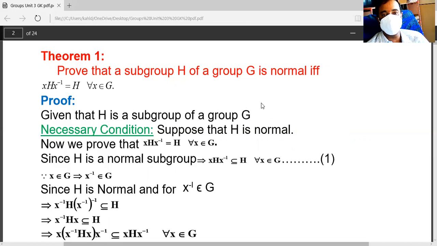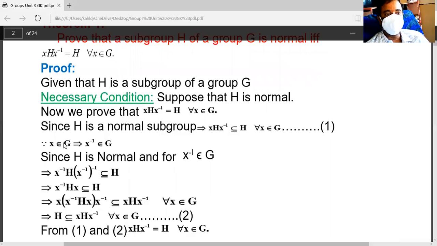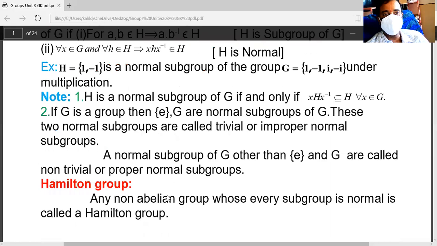For the necessary condition, we take the LHS part and prove the other part. I am taking the LHS, that is, H is normal. What we want to prove is x H x inverse is equal to H for all x belonging to G. But from Note 1, which we learned previously, H is a normal subgroup of G implies x H x inverse is contained in H.